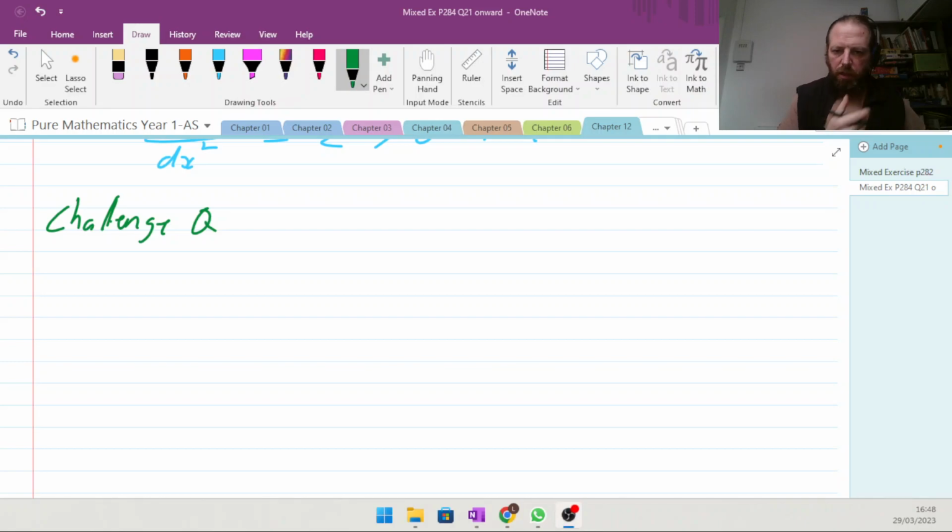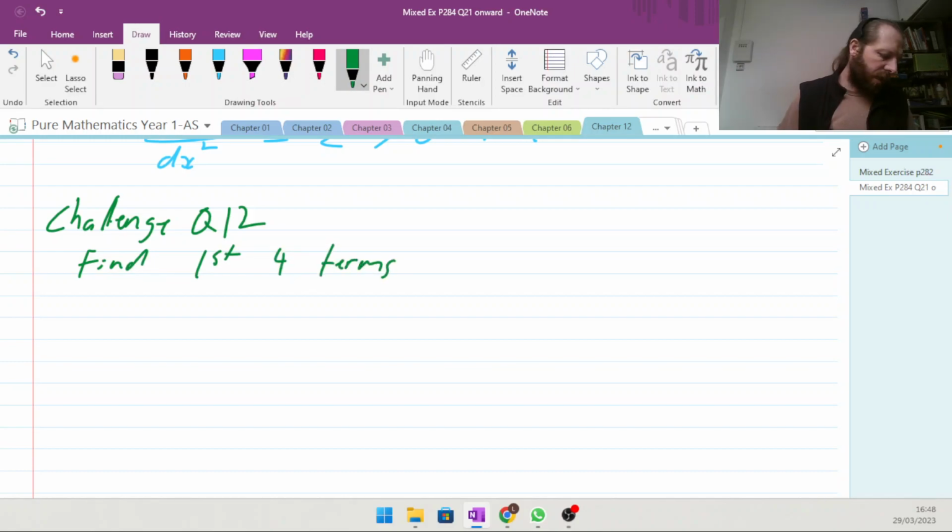Okay, then here is the challenge question for the end of chapter 12, mixed exercise 12. It says find the first four terms in the binomial expansion of (x + h) to the power 7 in ascending powers.